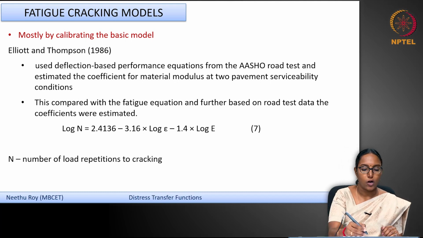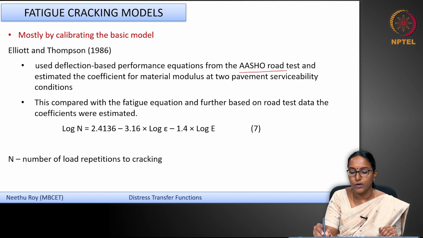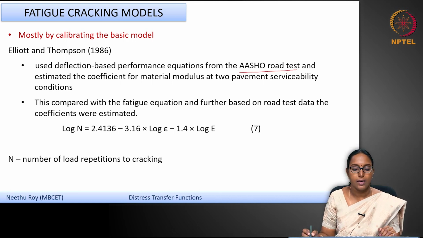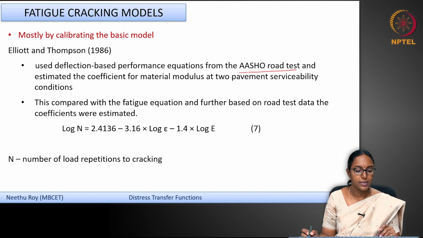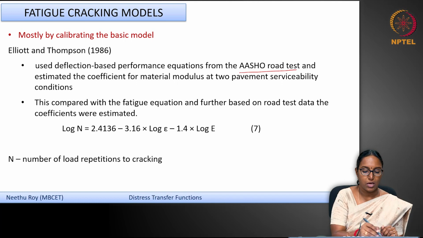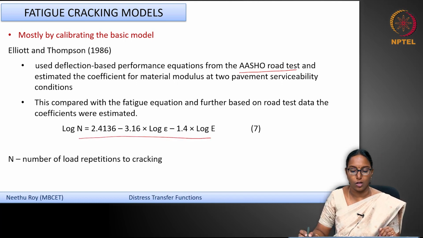Elliott and Thompson have conducted extensive studies on the AASHO road test. The American Association of State Highway Officials road test data, the deflection based data and also the performance based data from this road test, has been utilized, and they have represented the cracking model in terms of a logarithmic equation like log N is equal to 2.4 minus 3.16 log epsilon minus 1.4 log E. So, there is one form that they have developed.